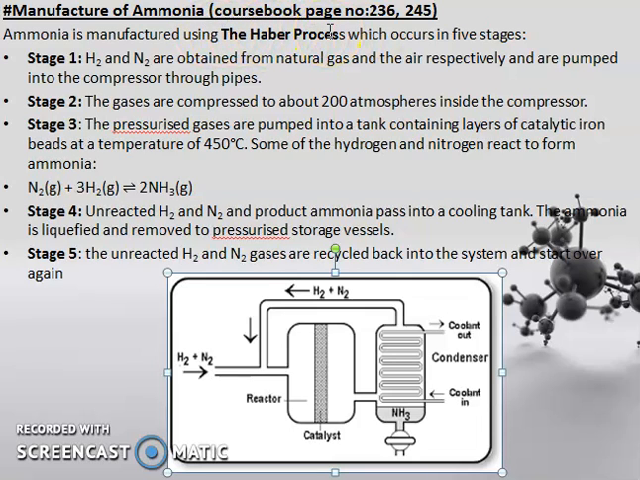The question can be asked, which process is used for the manufacture of ammonia? That is the Haber process. So this is all the objectives we learned in this part.